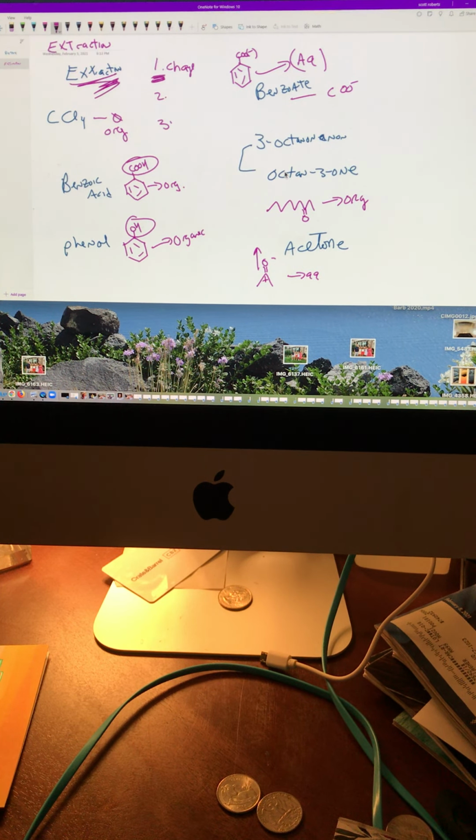Honestly, extraction is good for like 4 out of 5 MCATs have an extraction question. So do you think you should know extraction? Yeah, it's cheap, it's easy. There are no tricks. It is what it is. I don't know what to tell you.